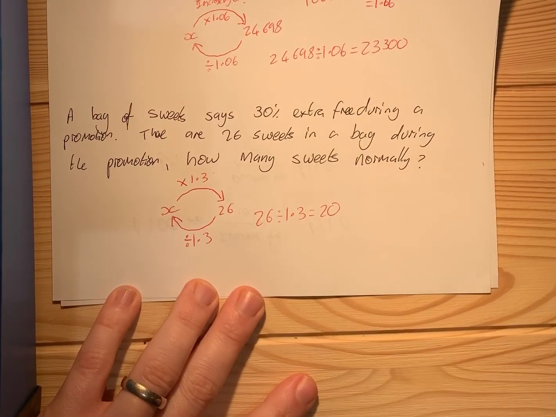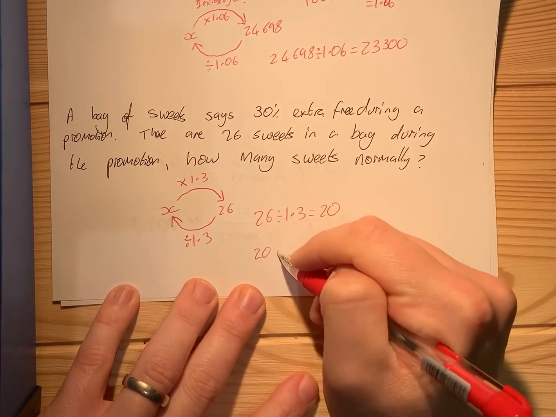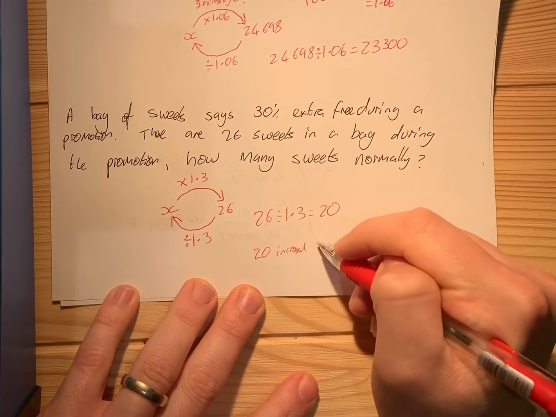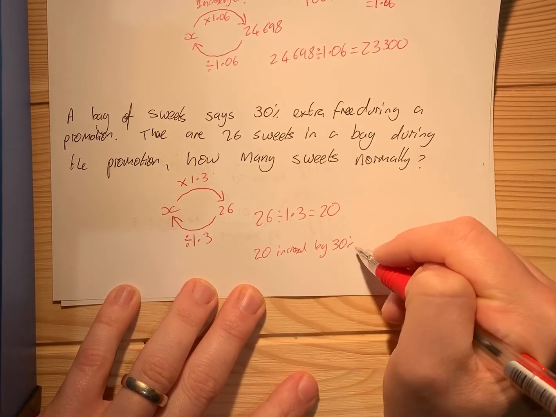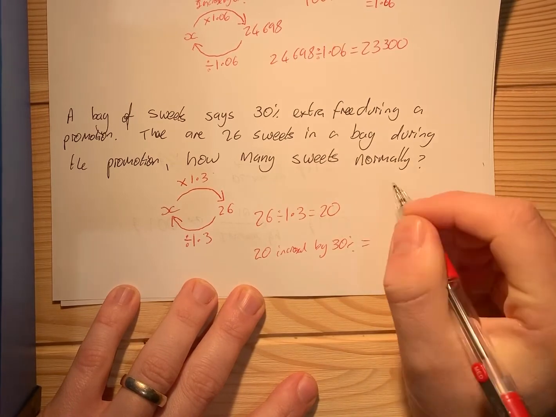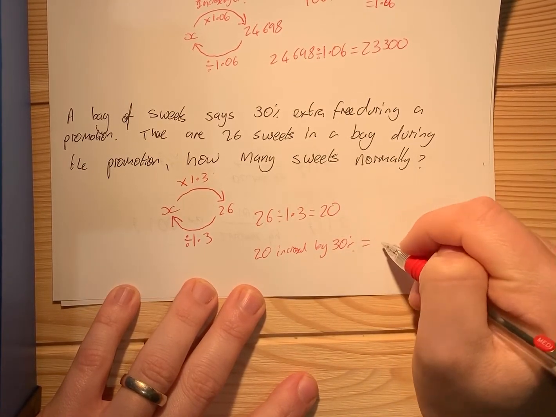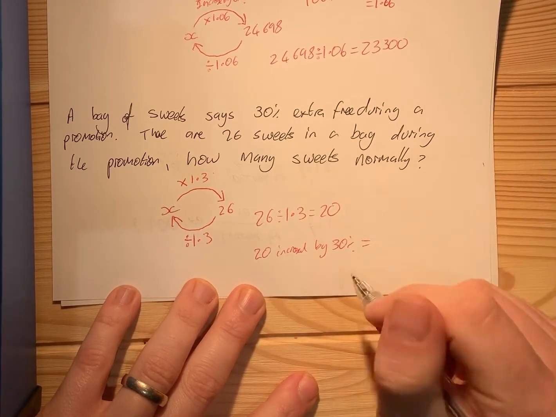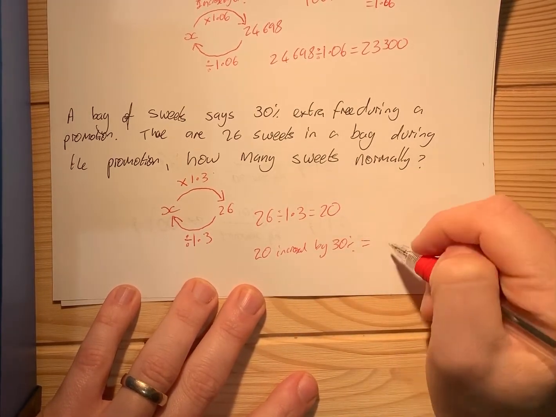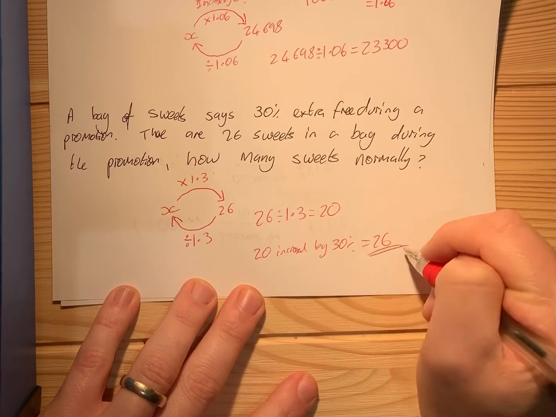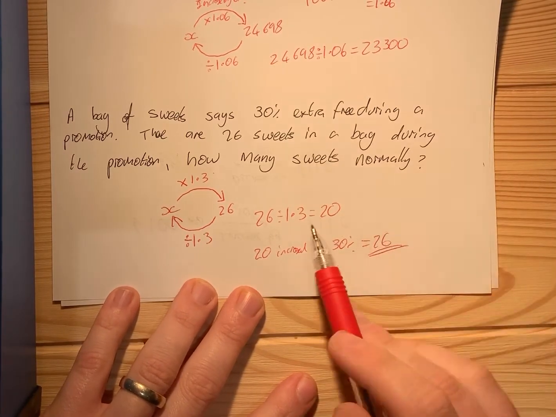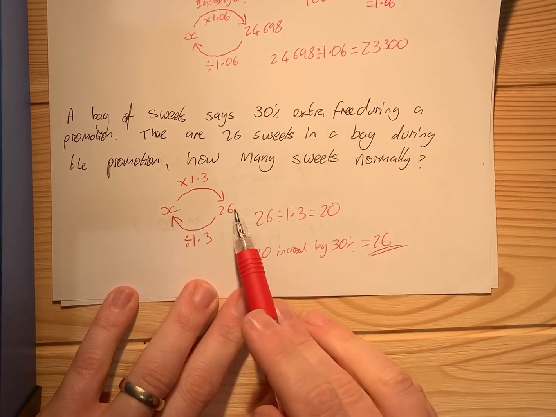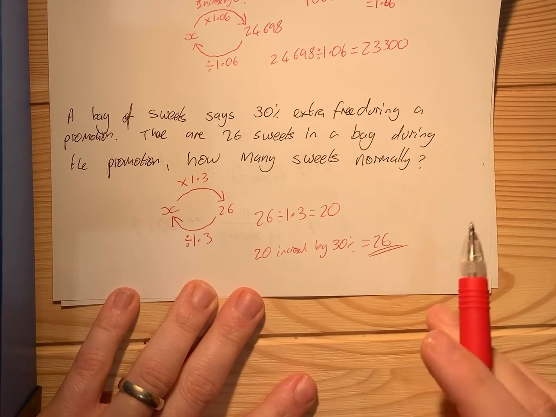We can check that out, okay? 20 increased by 30%, well, increased by 10% is going to be increased by 2, so increased by 20% is increased by 4, increased by 30% will increase by 6, so it's 26. So we know we've got that correct. So the amount before the change was 20, okay? Just a couple more, if I can find them, where I've written them down.